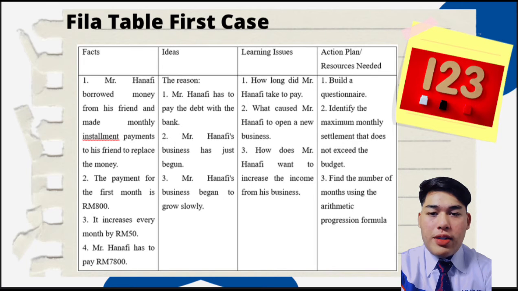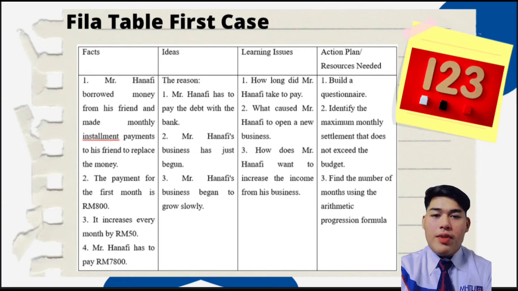Next, we have ideas. First, Mr. Hanafi has to pay the debt with the bank. Second, Mr. Hanafi's business has just begun. Third, Mr. Hanafi's business began to grow slowly. Besides, we have learning issues. First, how long did Mr. Hanafi take to pay? Second, what caused Mr. Hanafi to open a new business? Third, how does Mr. Hanafi want to increase the income from his business?